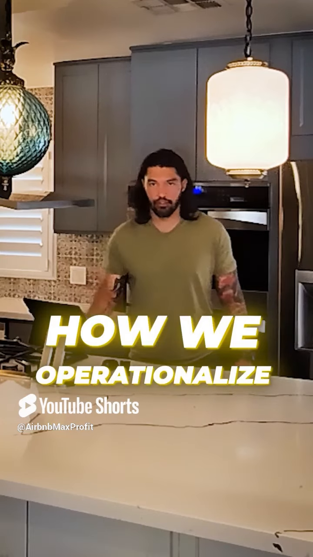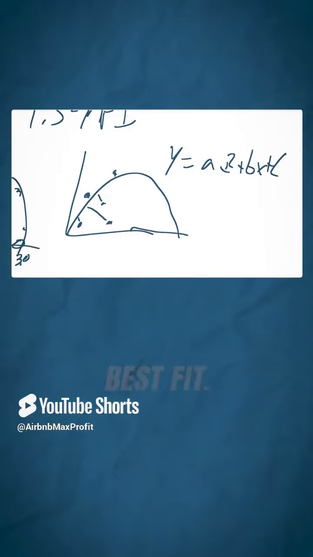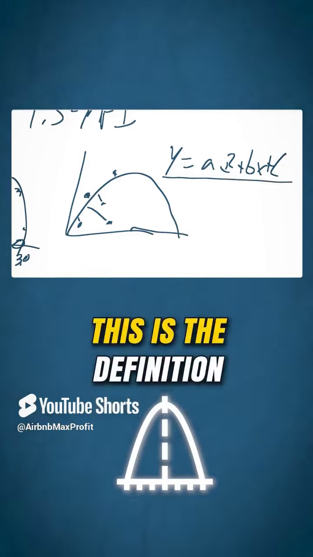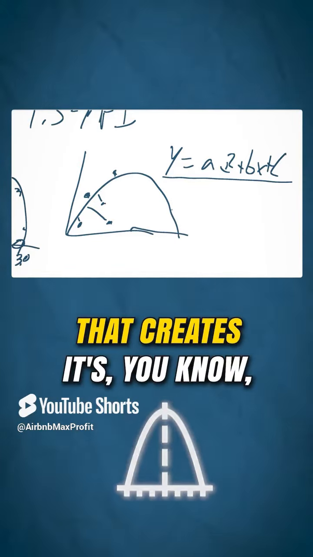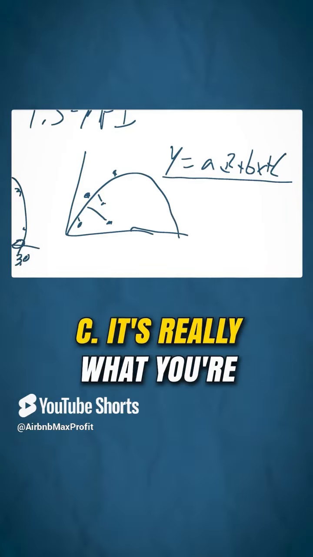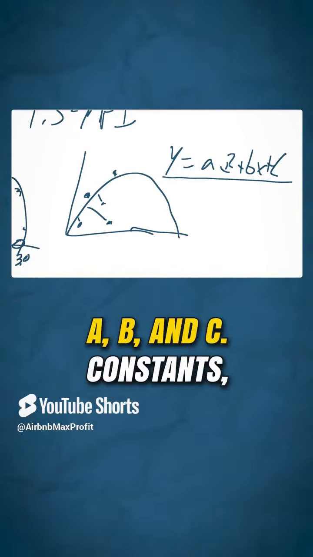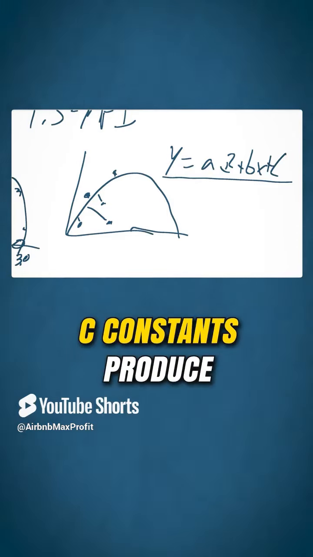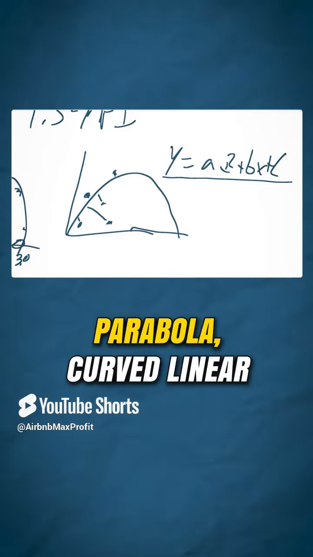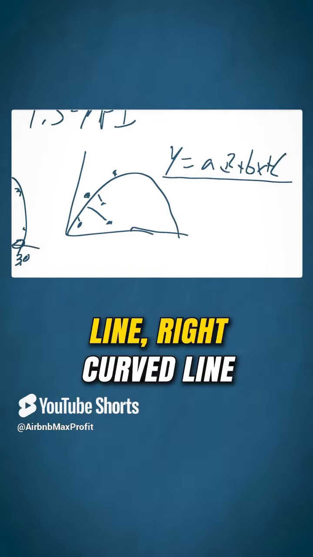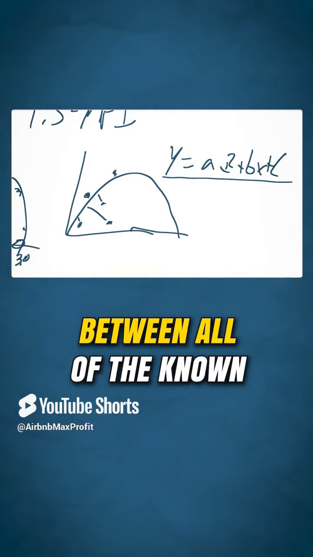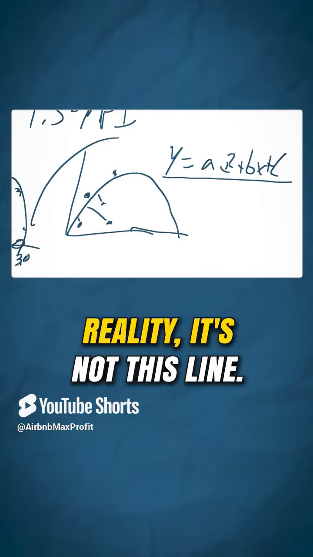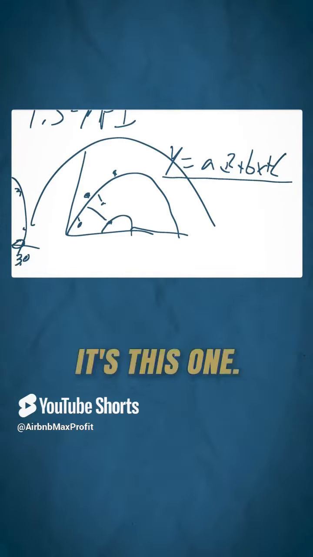All right, anyways, back to how we operationalize this. So you create the parabola of best fit. This is the definition of a parabola in mathematical terms. It's the constants, the A, B, and C. It's really what you're figuring out, A, B, and C constants. Which set of A, B, and C constants produce a curved line that reduces the distance to the lowest amount possible between all of the known points that occurred in reality. It's not this line, it is not this one, it's this one.